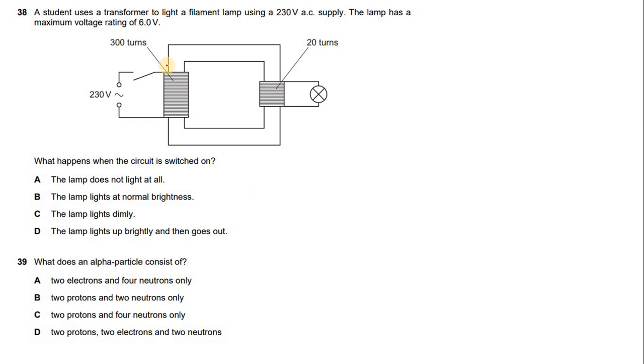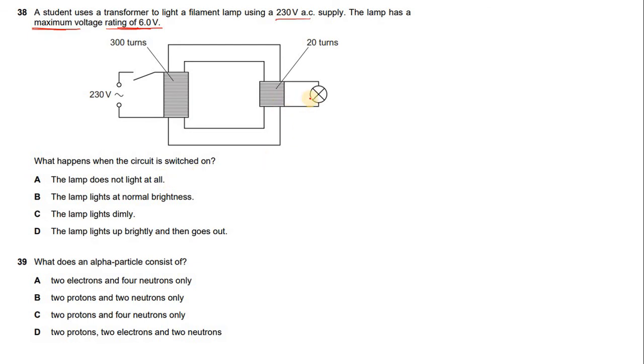Question 38. A student uses a transformer to light a filament lamp using a 230 volt AC supply. The lamp has a maximum voltage rating of 6 volt. This is the rating at which the lamp works. Maximum, remember. So we have 300 turns, 20 turns, 230 volts, and so on. What happens when the circuit is switched on? The lamp does not light at all.